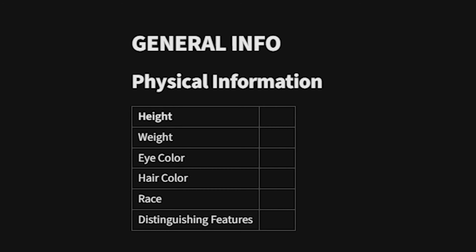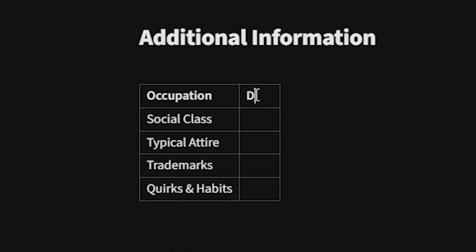Let's get into how I brainstorm my characters. So one of the first things I consider when making a brand new character is their general information, which usually includes their physical appearance, their birthday, where they're from, what's their job, social class, random quirks and habits, just things like that. So in my template, I've got it broken down into physical information and then just additional information, which has some of the things that I just listed.